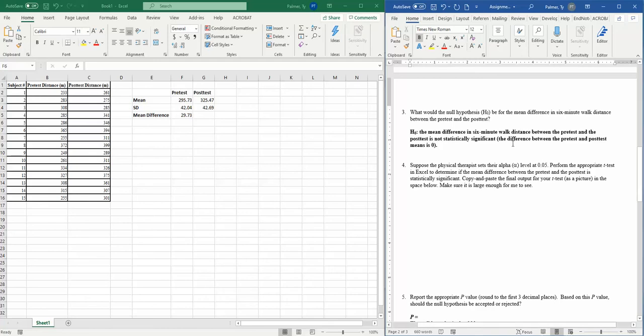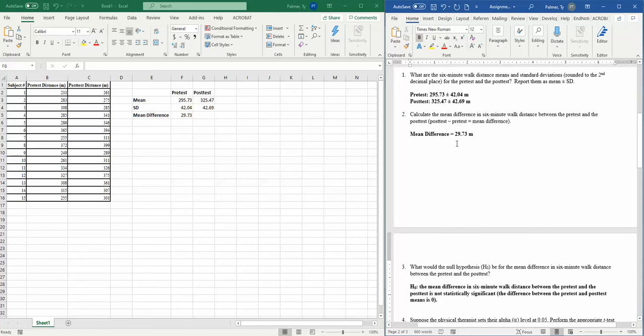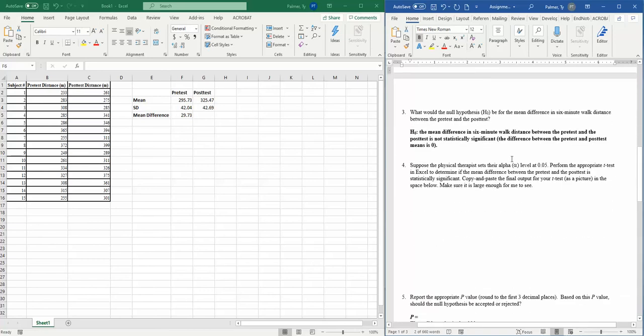Again, another way to say that, which I included in parentheses, is the difference between the pretest and post-test means is 0. And so again, remember, what does that mean? That just means if we look back here at the mean difference we calculated earlier, we're trying to determine, is this mean difference reliably different than 0? Is it statistically significant? Is it real? And again, the only way to determine that is to perform a dependent samples t-test. And so again, when we perform that dependent samples t-test, we are testing this null hypothesis here.